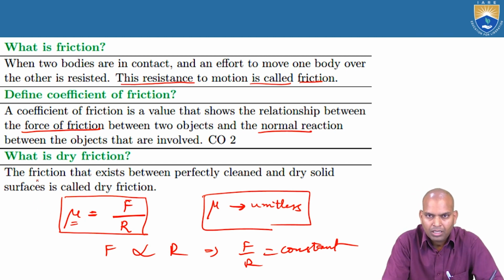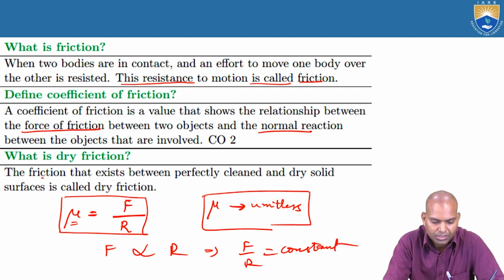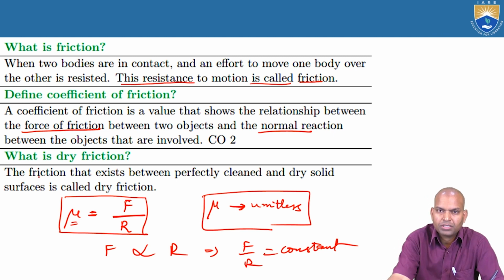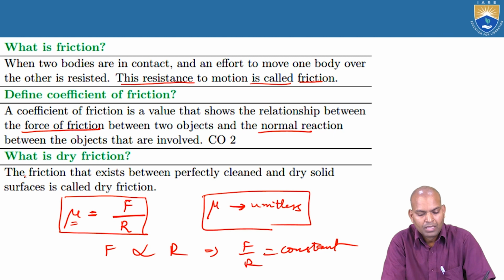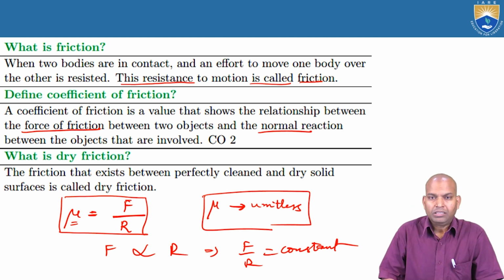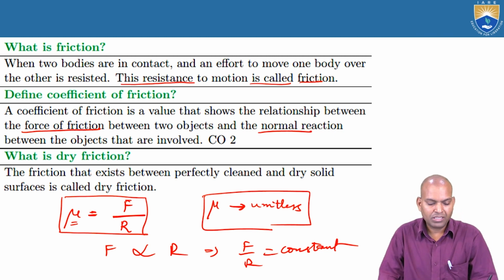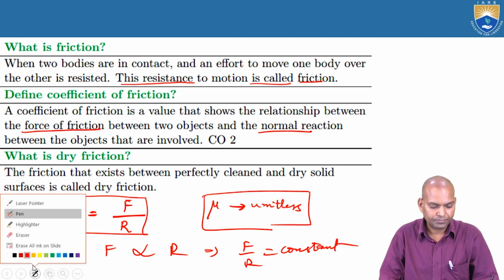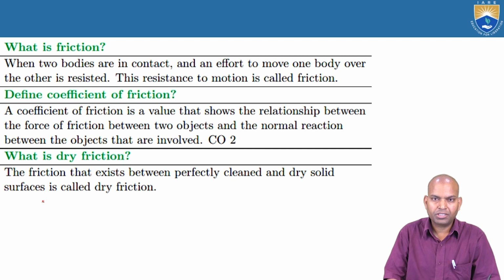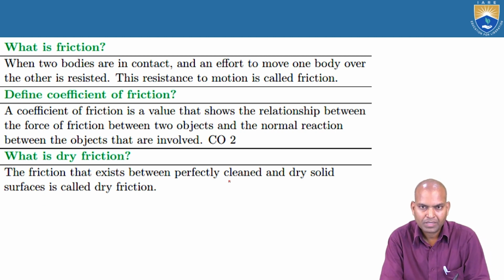Next, there are various types of friction. One is static friction, another is dynamic friction. There is another term known as dry friction. What is dry friction? The friction that exists between perfectly clean and dry solid surfaces is called dry friction.